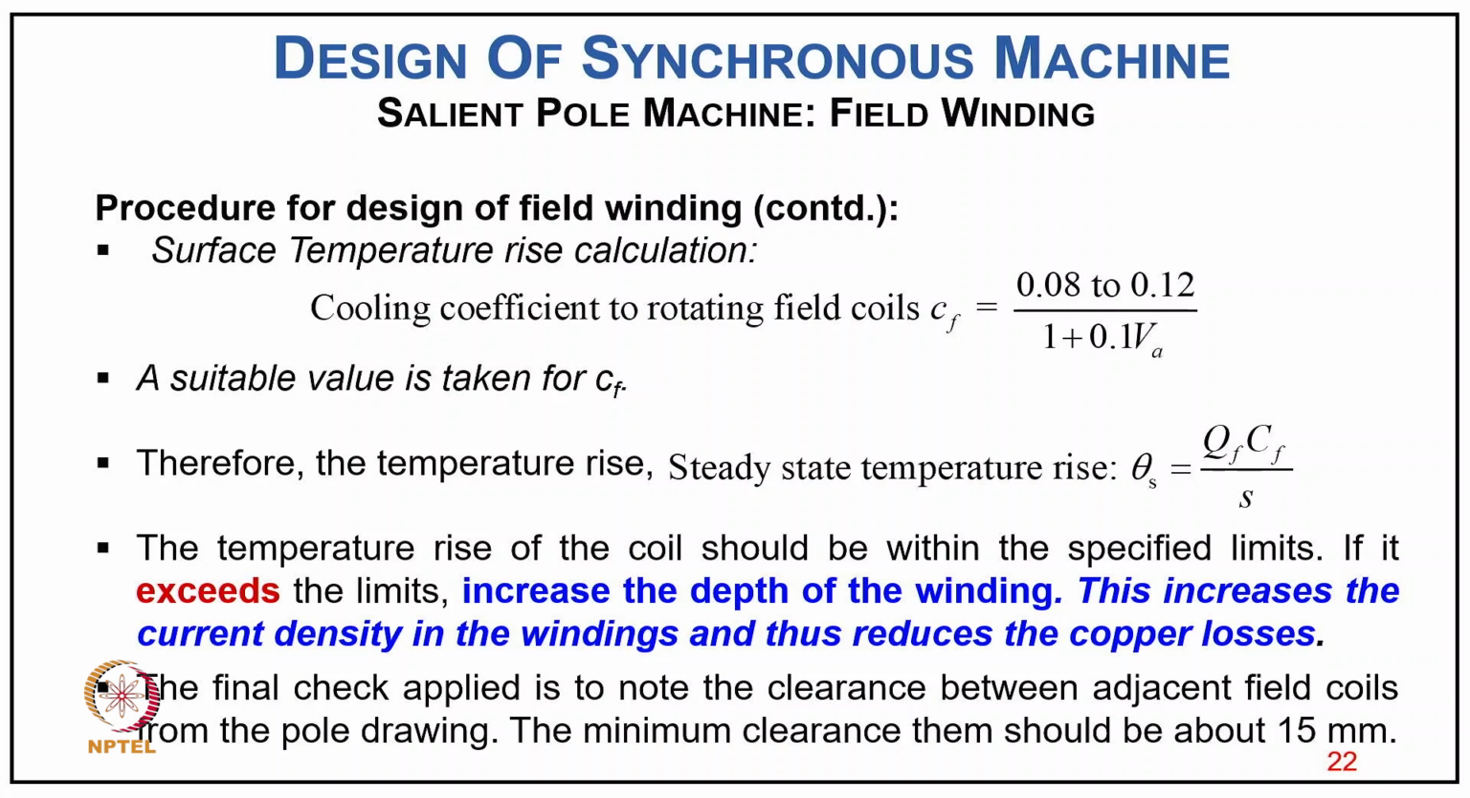If it exceeds the limit, increase the depth of the winding, and this decreases the current density in the winding and thus reduces the copper losses. The final check applied is to note the clearance between the adjacent field coils from the pole drawing, and the minimum clearance should be about 15 millimeter.